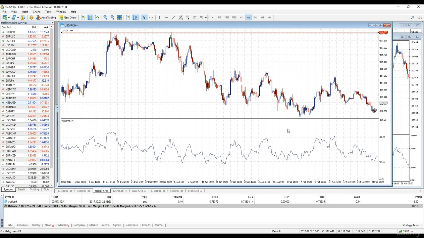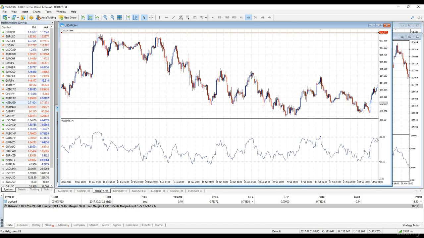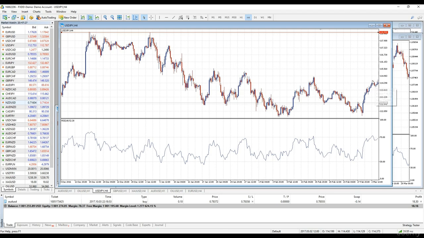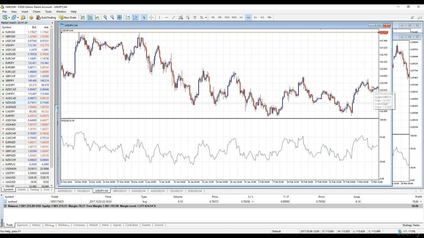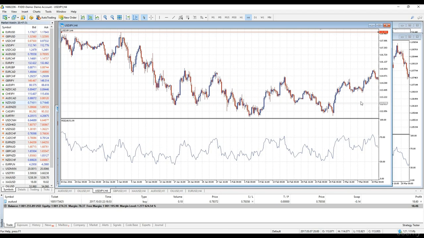So for example, let's try this one more time. Say I'm only interested in going short once RSI hits 70. If I went short there, there was a small little hiccup, and then we started to fall down, and so on. So then you also have to ask yourself, where should I place my first targets?